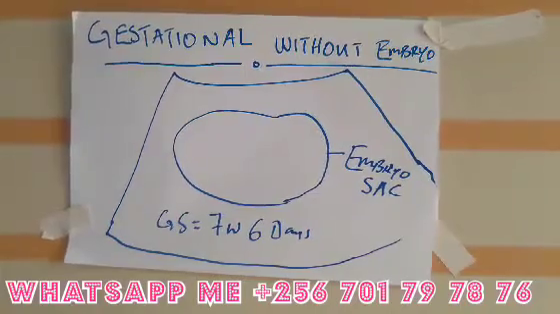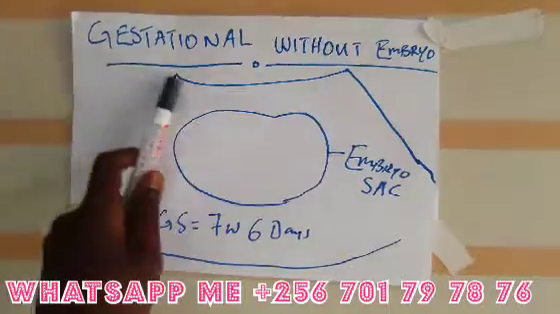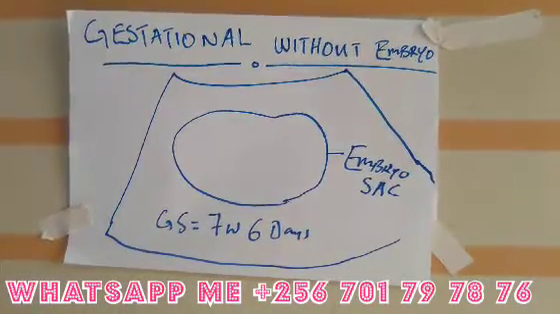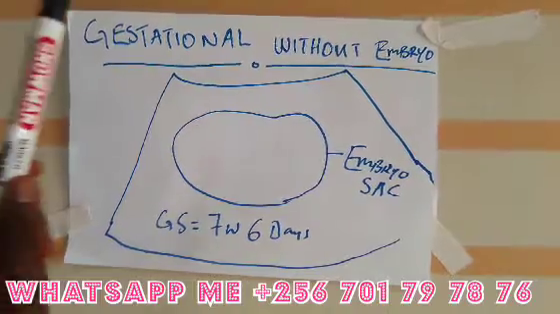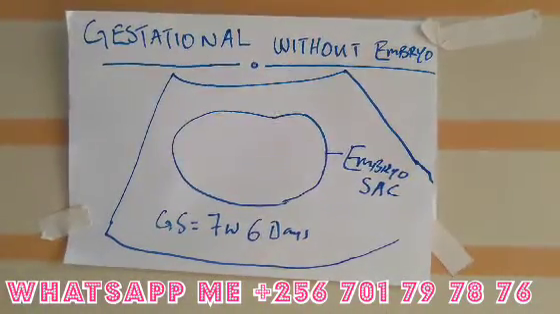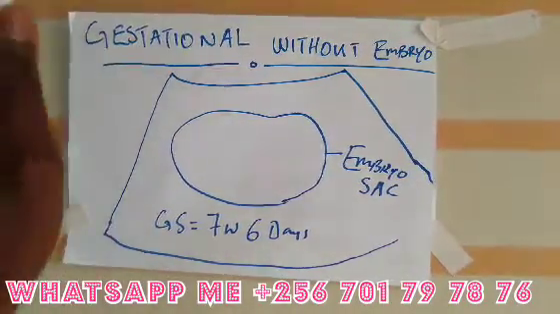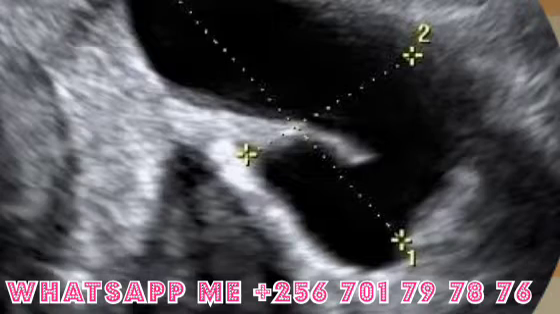You have done the ultrasound scan and the report is showing that you have a gestational sac without an embryo. In this video, we are going to discuss what it means to have a gestational sac without an embryo. Why is it called a blighted ovum? Why is it called an embryonic pregnancy?